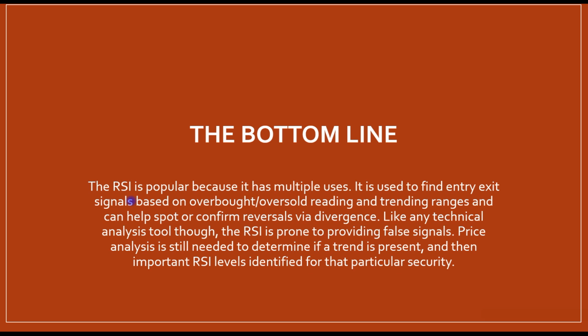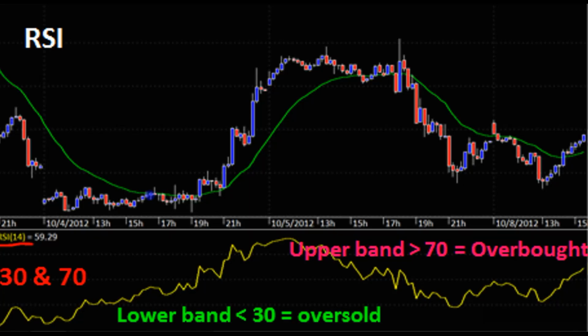So the bottom line is the RSI is popular because it has multiple uses. It's used to find entry and exit signals based on overbought and oversold readings and trending ranges, and can help spot or confirm reversals via divergence. Like any other technical analysis tool, though, RSI is prone to providing false signals. Price analysis is still needed to determine if a trend is present, and then important RSI levels identified for that particular security. Remember, indicators only indicate. Think of them as the interpreters of the market. They're only helping you to interpret when you can't see a clear picture.